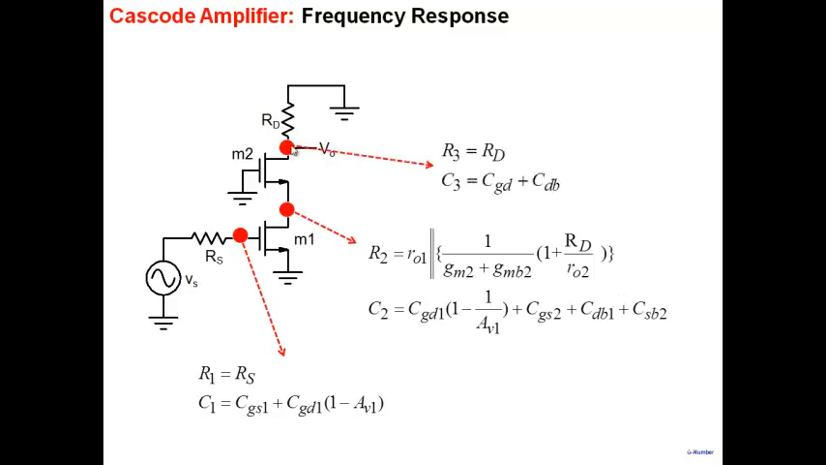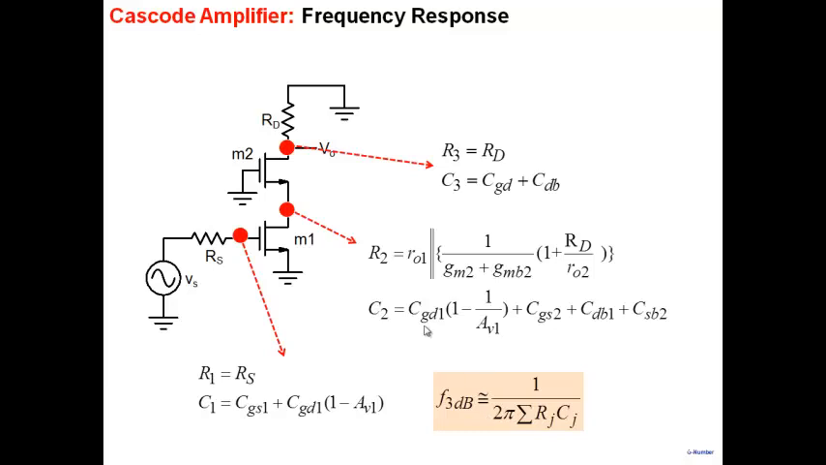Similarly, at this node, capacitance is CGD between gate and drain. There's no Miller's effect. You're not applying an input here. This is ground, CGD. Add between drain and body. Body is connected to ground. There's a capacitance here. And R3 is nothing but RD here. So all you need to do is sum up all these time constants and calculate the 3 dB frequency. Okay.